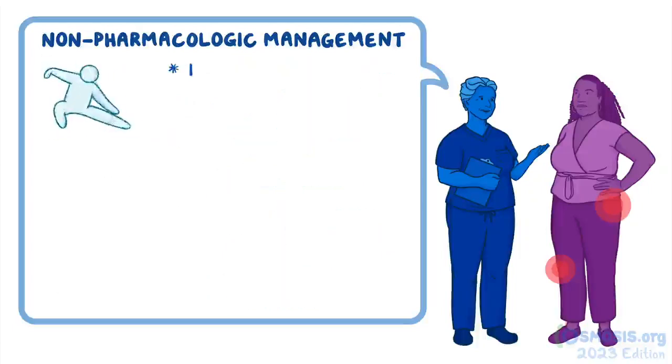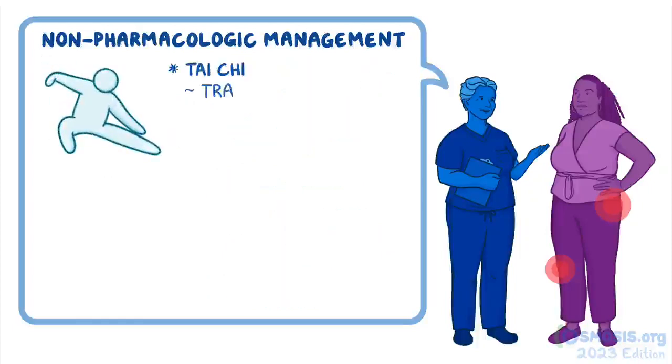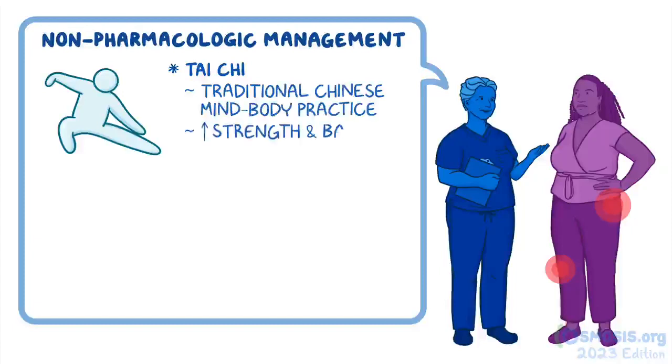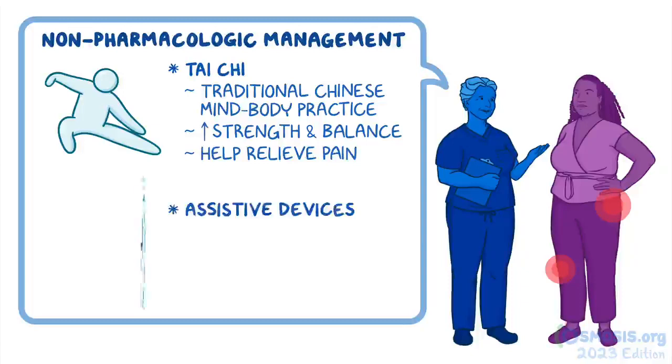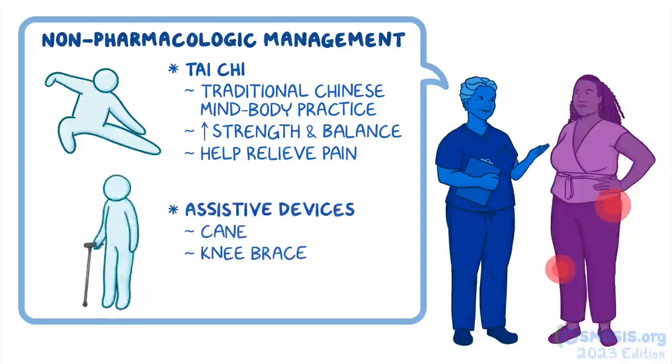Third, recommend Tai Chi to your patients, which is a traditional Chinese mind-body practice that can improve strength and balance and help relieve pain. Finally, patients with knee or hip osteoarthritis have difficulty walking, so they might benefit from using assistive devices such as a cane or knee brace, as well as foot orthoses.